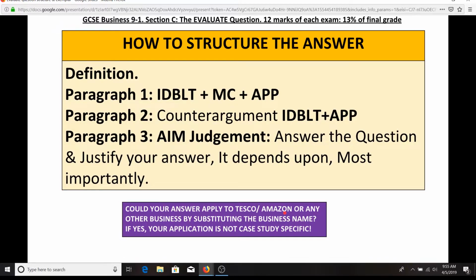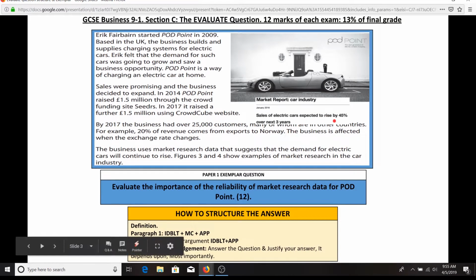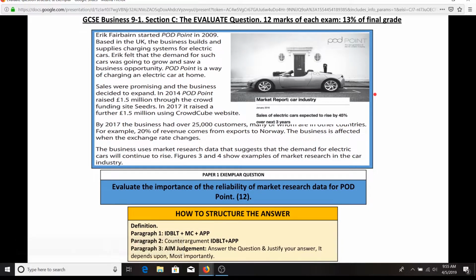Now let's look at an exemplar answer for 12 out of 12 here. So this is in response to this case study here, which is about Pod Point. You can have a little look at what we've got here. You can do your BMC analysis, see what points you can extract, which is really detailed and really relevant to the actual case example in particular. So focus on the business, the market, as well as any case study information.